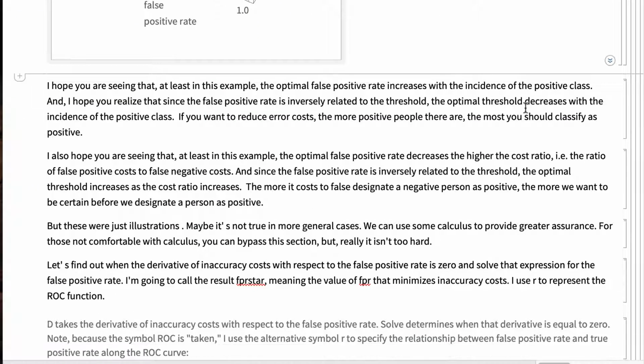So I hope what you're seeing is that, at least in this example, the optimal false positive rate increases with the incidence of the positive class. And since the false positive rate is inversely related to the threshold, the optimal threshold decreases with the incidence of the positive class. As I say, if you want to reduce error costs, the more positive people there are, the more you should classify people as positive.